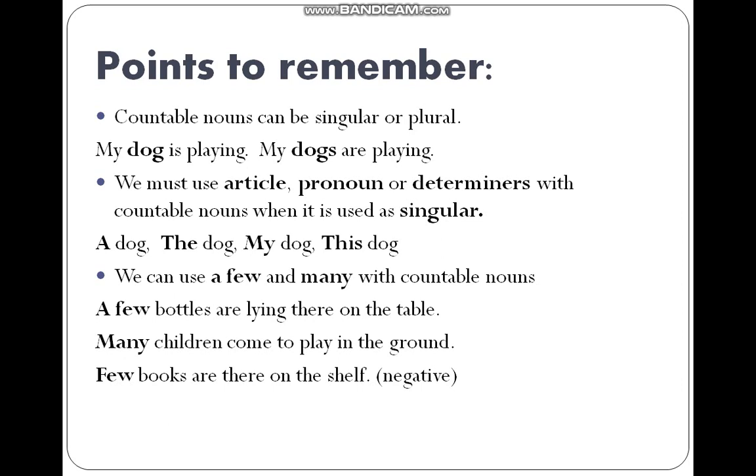Alright. Now point number 3, the last but not the least. We can use a few and many with countable nouns. Remember this very attentively. This is a very important point. A few and many. So these are 2 words that we use before countable nouns. Look at these examples. A few bottles are lying there on the table. We can count bottles, right? Or the next sentence says, many children come to play on the ground.